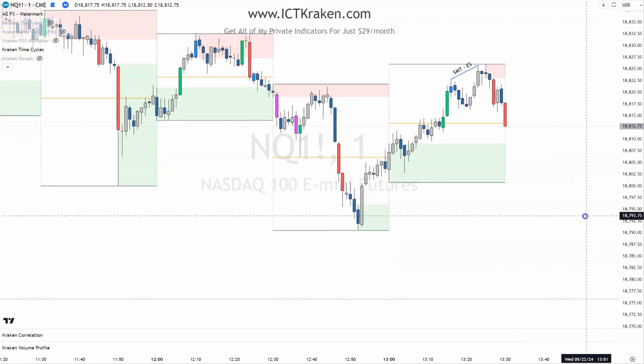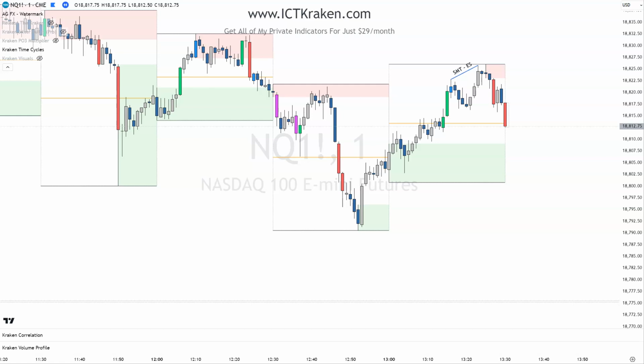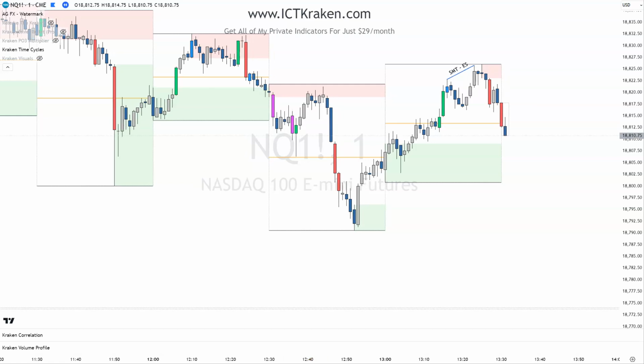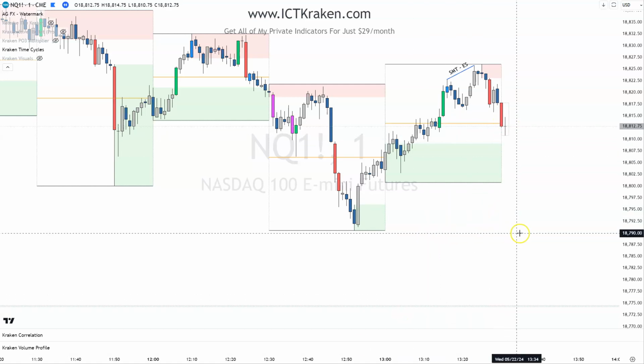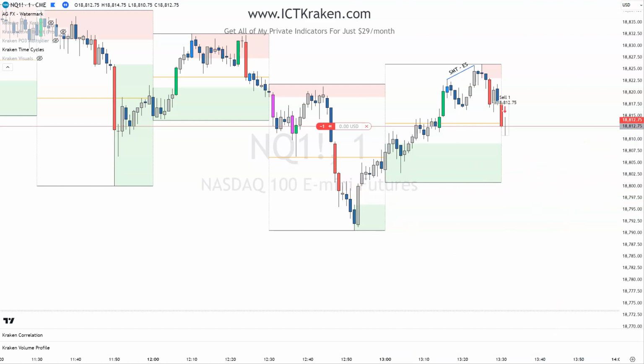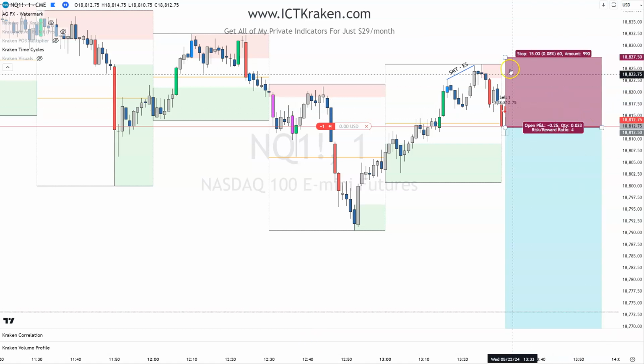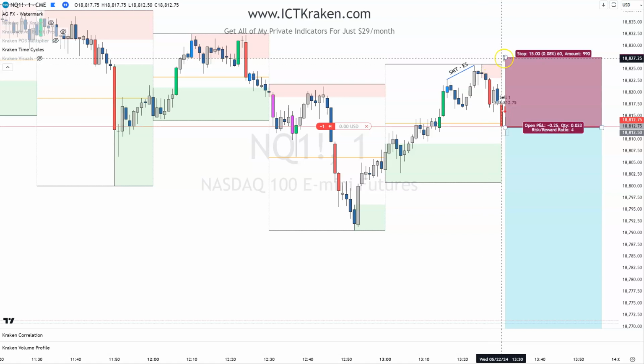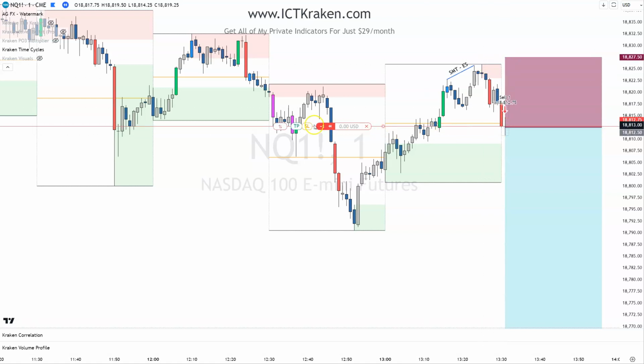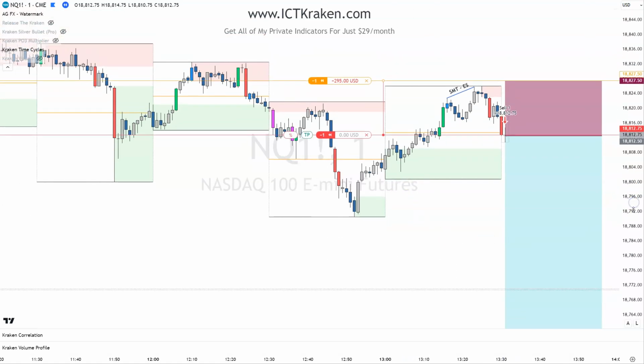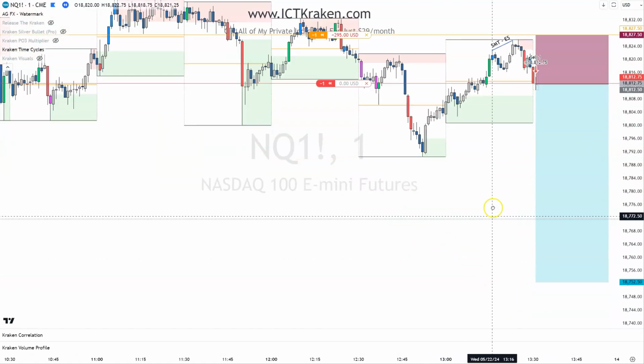Let's go like this. Okay, so let's see here. Respecting that equilibrium, I'm still expecting lower prices, so I'm going to sell right here. I'm going to put my short on. Let's put that short position on here. So stop goes above the high right here, and then right here, let's move this like that, and then what are we targeting? What are we targeting?